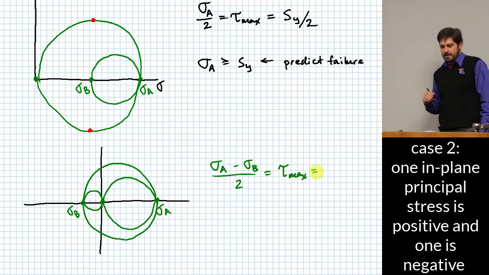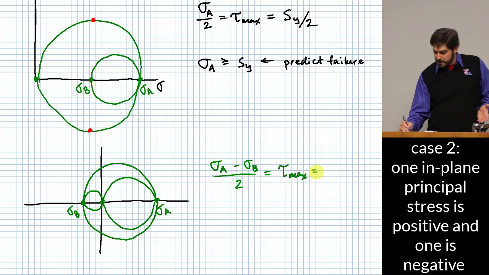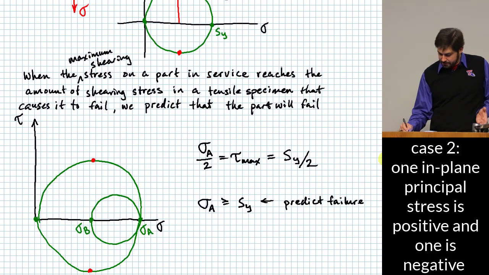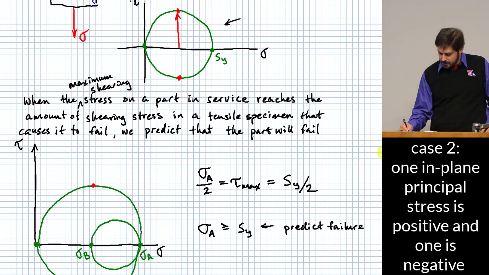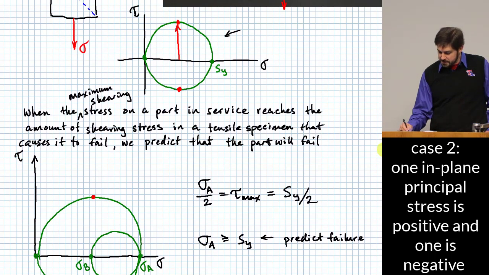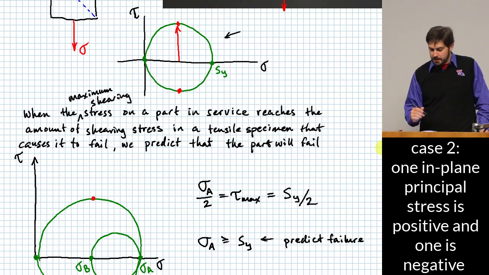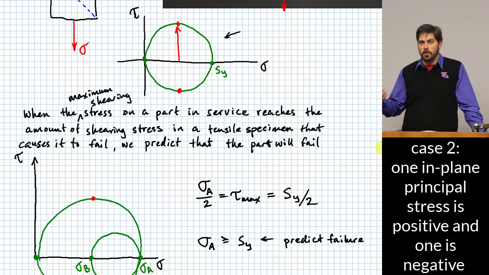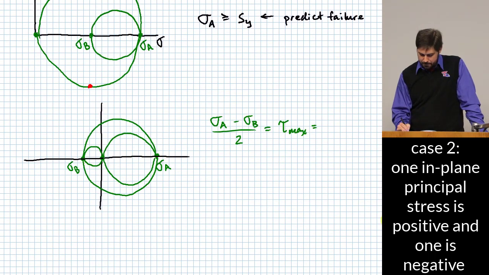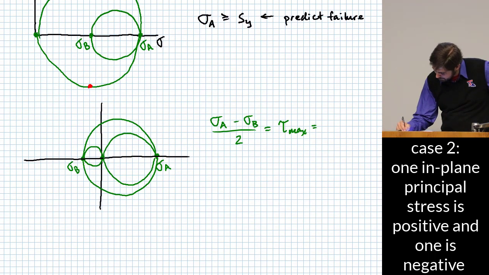All right. As far as the tensile specimen, that criteria didn't change, right? The tensile specimen criteria is still that the shearing stress you have when your tensile specimen is about to break is going to be half of your yielding strength. All right? So we say this is still going to be S sub y over 2.